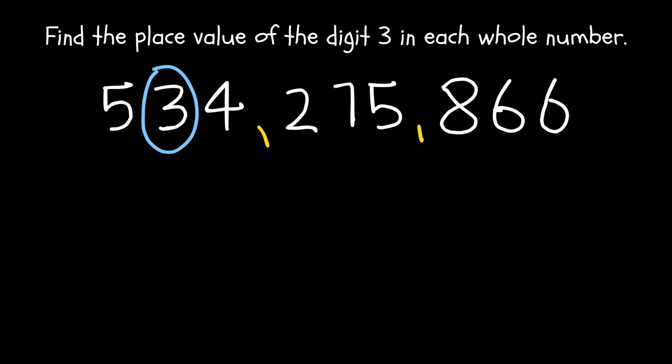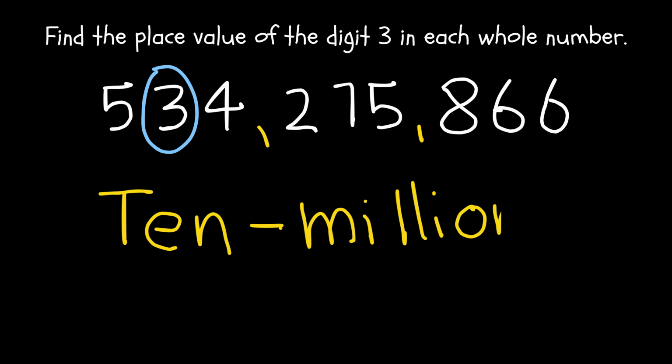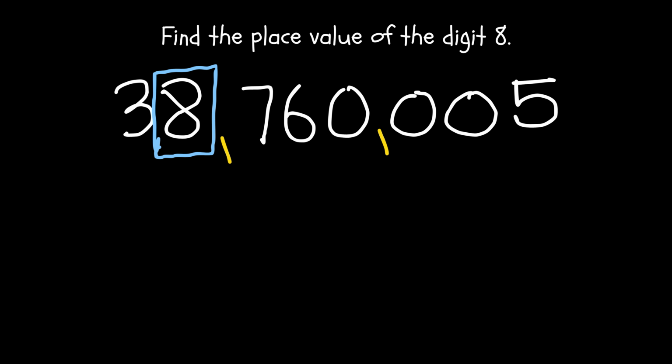Next, 5, 3, 4, 2, 7, 5, 8, 6, 6. Once again, let's start from ones, tens, hundreds, thousands, 10,000s, 100,000s, millions, 10 millions. So the place value of the digit 3 is under the 10 millions place value. Now, you can pause the video and try these ones by yourself.